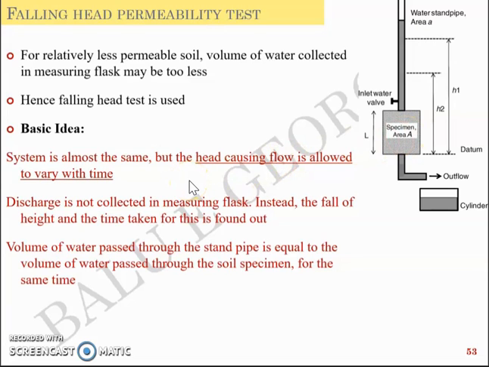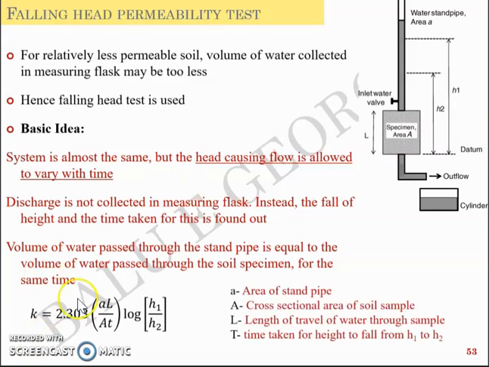So based on that, the equation that gives the coefficient of permeability is K = 2.303 aL / (A t) log(H1/H2), where small letter a is the area of the standpipe, capital letter A is the area of the soil sample, L is the length of travel of water, and t is the time taken for the height to fall from H1 to H2. There's an editing mistake here. This is small letter t as per this equation.